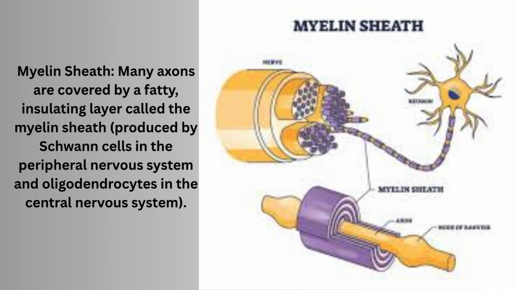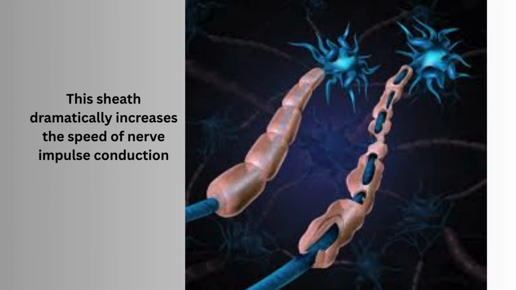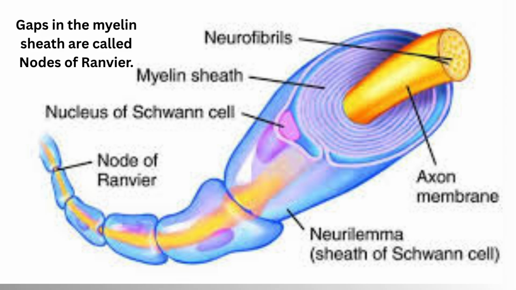Myelin sheath. Many axons are covered by a fatty, insulating layer called the myelin sheath, produced by Schwann cells in the peripheral nervous system and oligodendrocytes in the central nervous system. This sheath dramatically increases the speed of nerve impulse conduction. Gaps in the myelin sheath are called nodes of Ranvier.